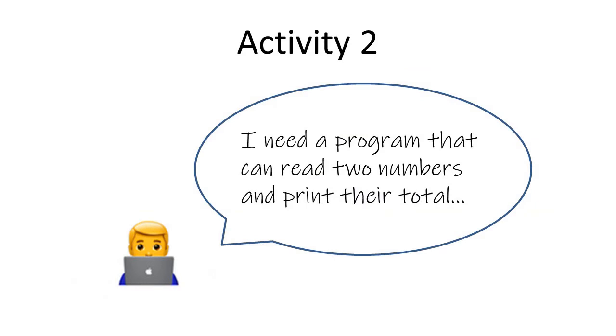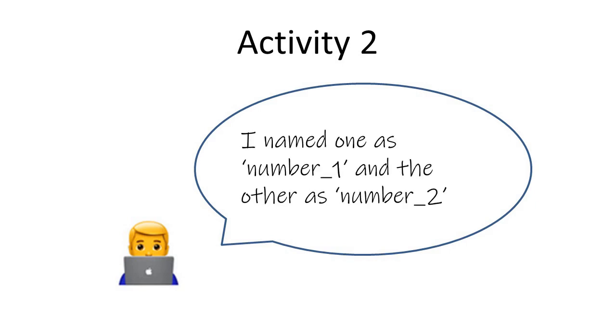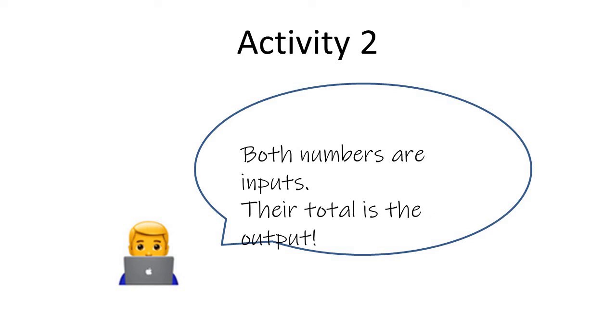To understand how the inputs and outputs of a problem are defined in the IPO chart, we're going to look at Activity 2. In Activity 2, a program is designed to read two numbers and print their total. According to the description of the activity, the two numbers are the input. One of the numbers is labeled as number 1 and the other labeled as number 2. The total of number 1 and 2 should be the output.